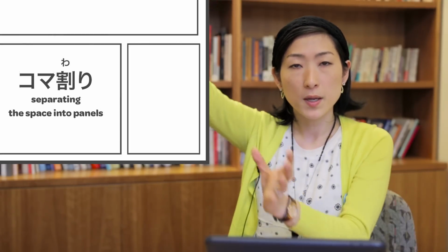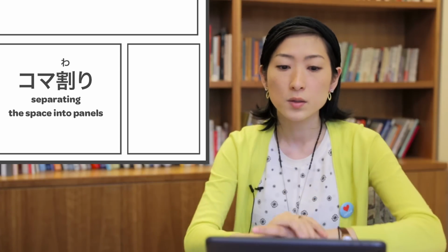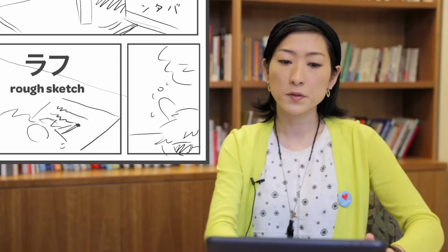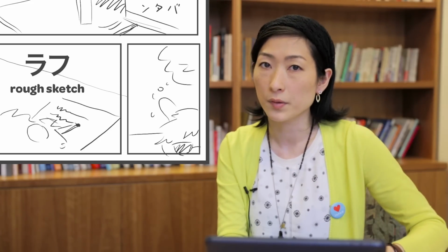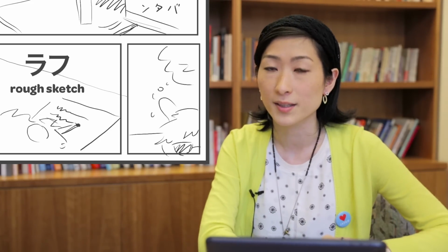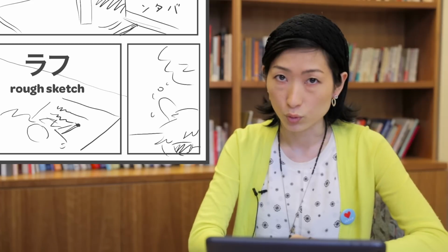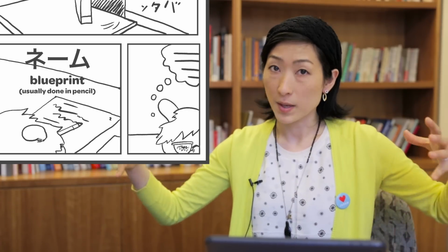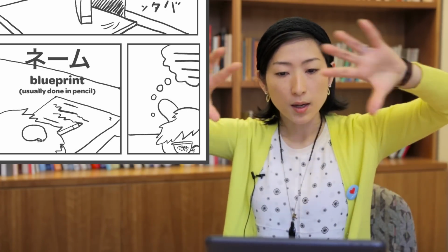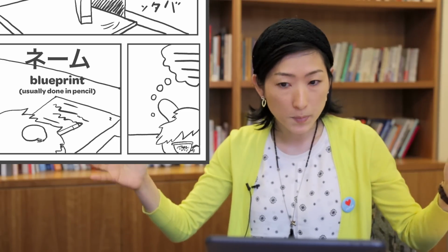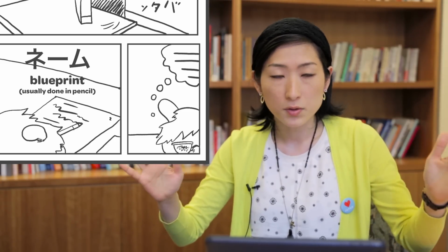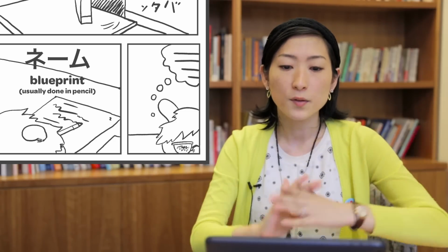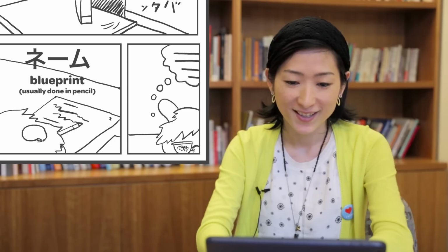When you separate the space into different panels, this is called koma wari. When the artist does the rough sketch, like an idea sketch of, for example, character design, that's called rafu. And the blueprint of manga in pencil, which includes the general layout, speech bubbles, and rough sketches of characters, this is called nemu. It's like the first draft including all the elements.